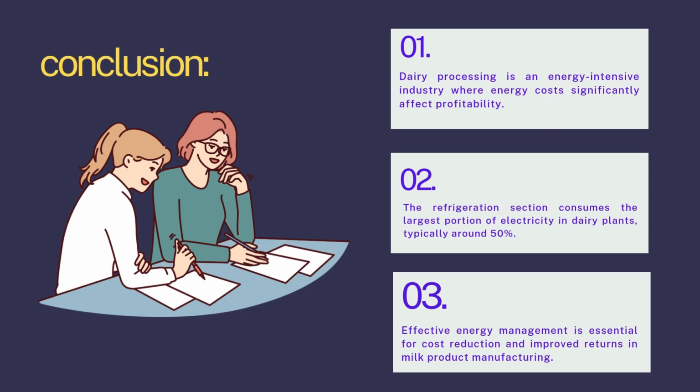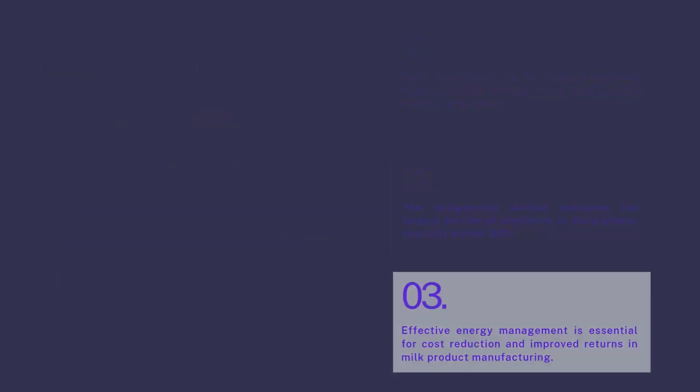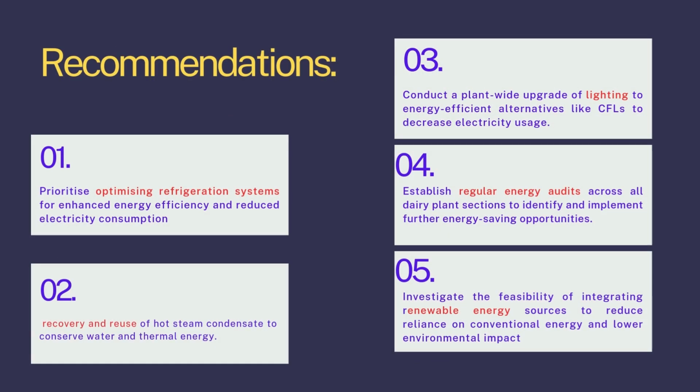Finally, let's discuss some recommendations for improving energy efficiency. In this slide, we will see about recommendations. Here are some recommendations. First, prioritize optimizing refrigeration systems for enhanced energy efficiency and reduced electricity consumption. Second, establish regular energy audits across all dairy plant sections to identify and implement further energy-saving opportunities.